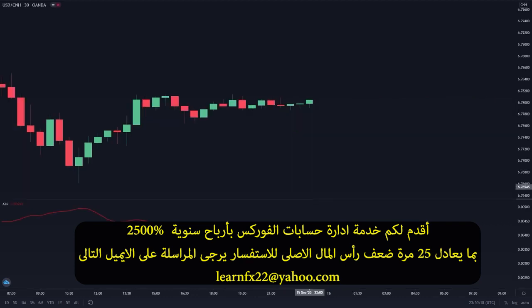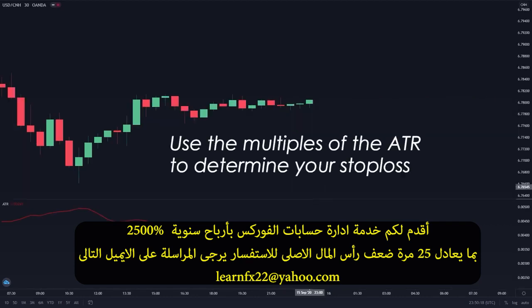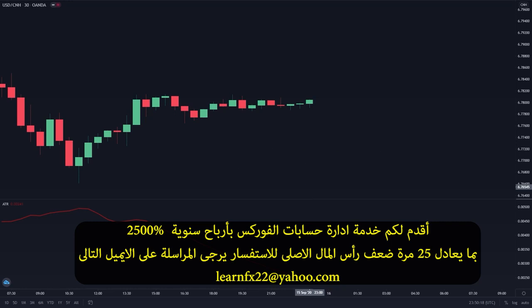So what you need to do is use the multiples of the ATR to determine your stop loss depending on your risk tolerance. For example, let's say your entry indicator displays a long signal here, and at this specific point, the average pips of the last 14 candles is 24. So you can actually put your stop loss based on that number. In this case, 24 pips.